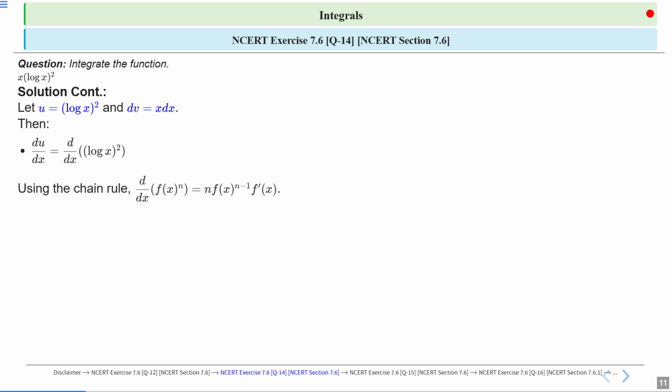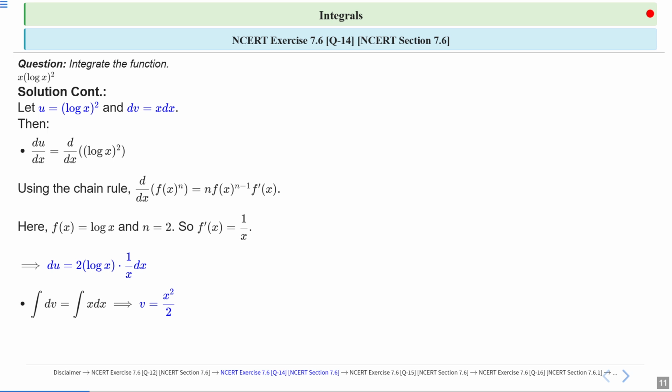So what is the chain rule? If we have to differentiate f(x) power n, then the differentiation is n f(x) power n minus 1 into differentiation of f(x). So for the differentiation of log x whole square, here f(x) is equal to log x, the value of n is 2 and differentiation of f(x), that is differentiation of log x, is 1 by x. Just substitute into the chain rule, we get du is equal to 2, that is n, into log x to the power 2 minus 1, that is 1, into differentiation of f(x), that is 1 by x, into dx. So the value of du is 2 log x into 1 by x dx.